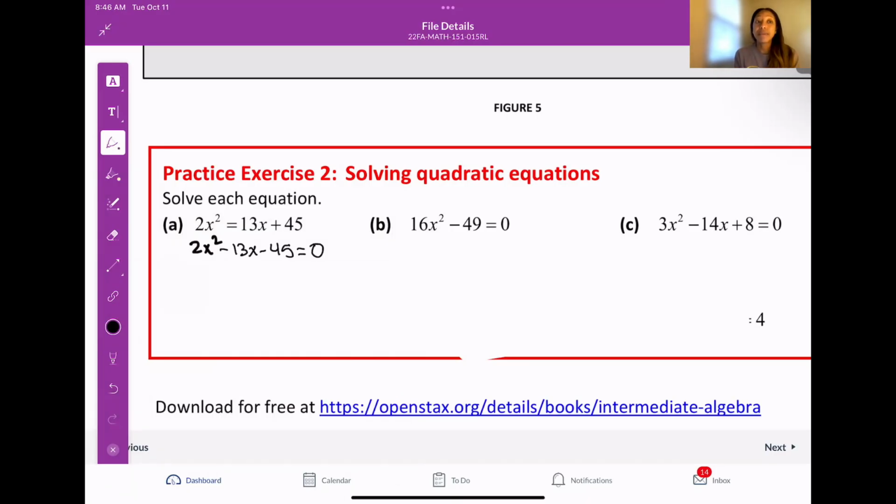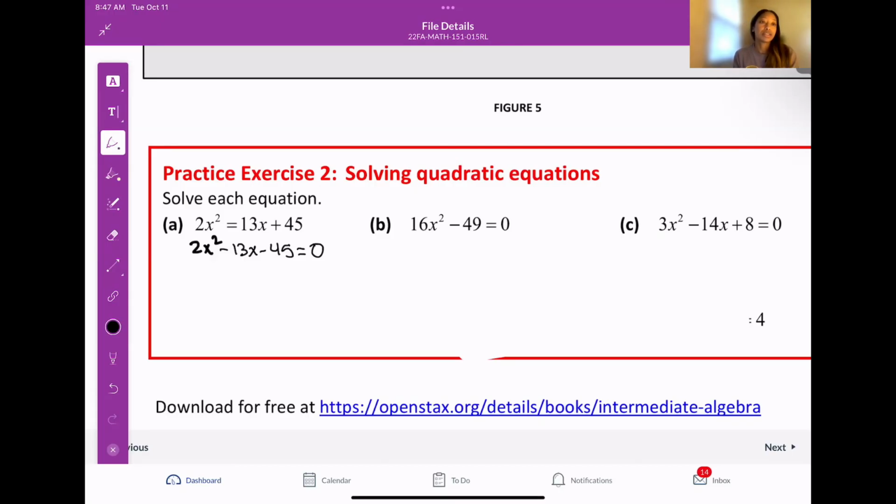We can try the AC method or our guess and check method, or trial and error. For trial and error, we would need factors of negative 45. There are lots of them, right? Well, not that many. 1 and 45, 5 and 9. Am I missing anything? Oh, 3 and 15. Few of them, you have to guess and check.